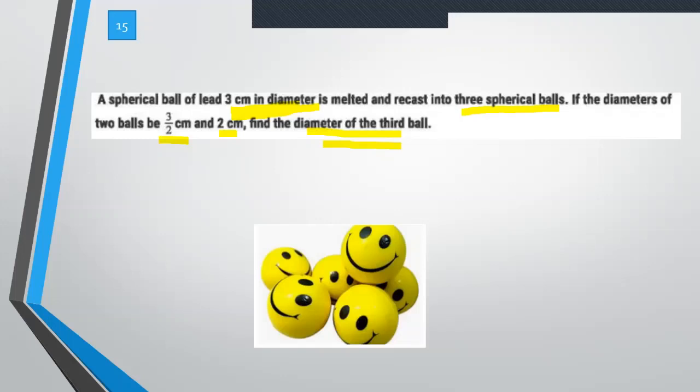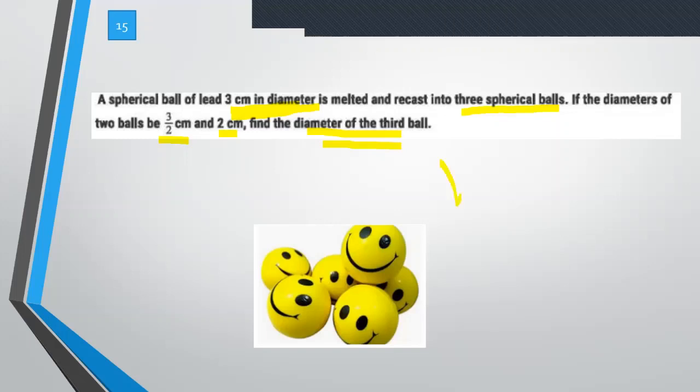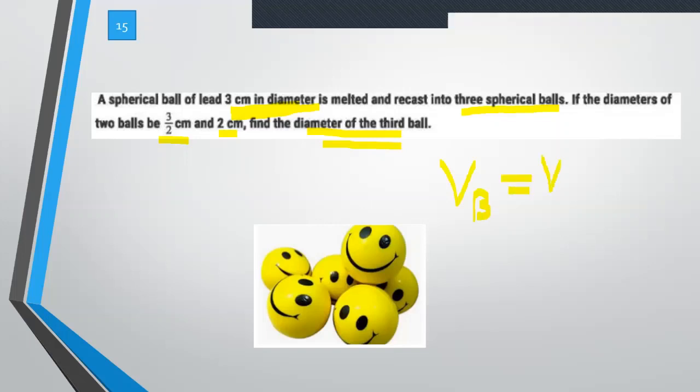Now, whenever you have sums like this, that something is melted and put into another form, what remains the same, children? The amount of material, the volume of material, if we consider there is no loss. So we can say that the volume of the big spherical ball which we are melting is finally equal to volume of all the 3 balls separately. So V1 plus V2 plus V3. Don't calculate one by one, please.